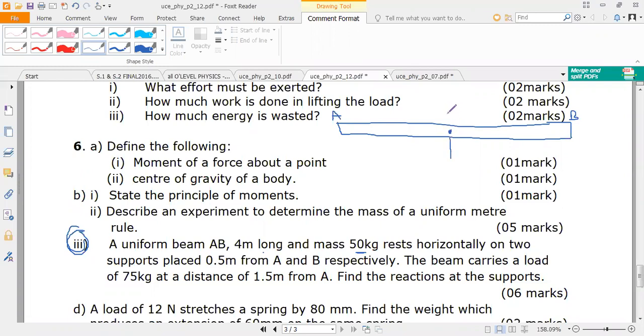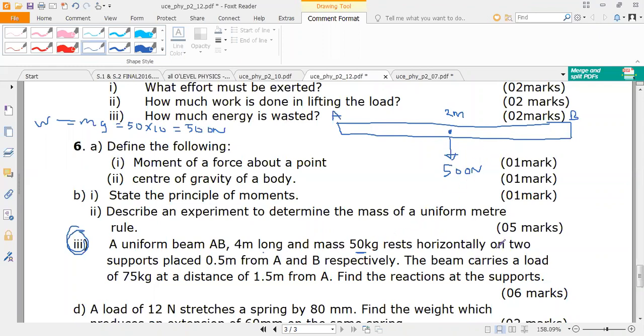If it is 4 meters, that means the weight is at the two meters mark. So the weight is at this point. And since the mass is 50 kilograms, the weight will be 500 newtons, because weight is given by mass times g, and g we use 10. So this will be 50 multiplied by 10, which is 500 newtons, okay?